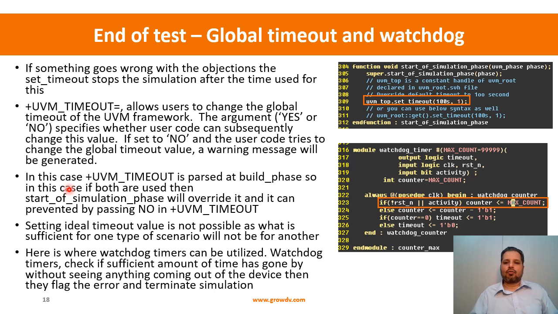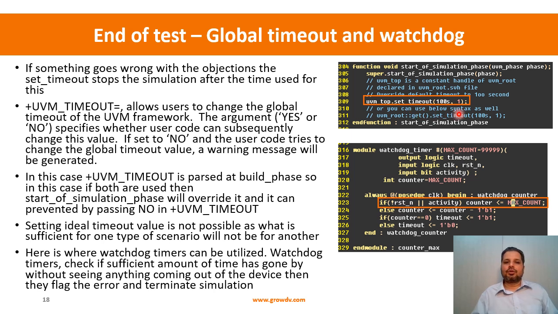Then there is another mechanism. Let's say you don't want to pass it through the command line argument for every test. You want to put it in the base test itself. You can populate the start of simulation phase, and you can say uvm_top, which is a handle of your UVM root, dot set_timeout equal to whatever value you want to set it to, right? So you can set that to 1 second, for example, using this particular call, and so you can change the default value by calling this set_timeout function.